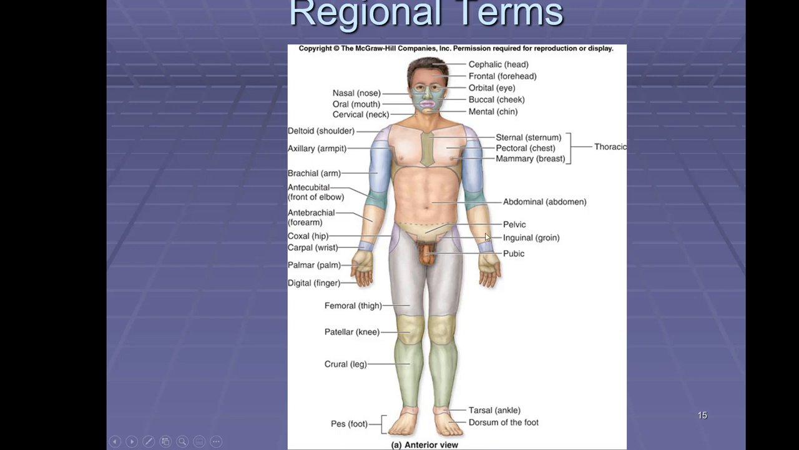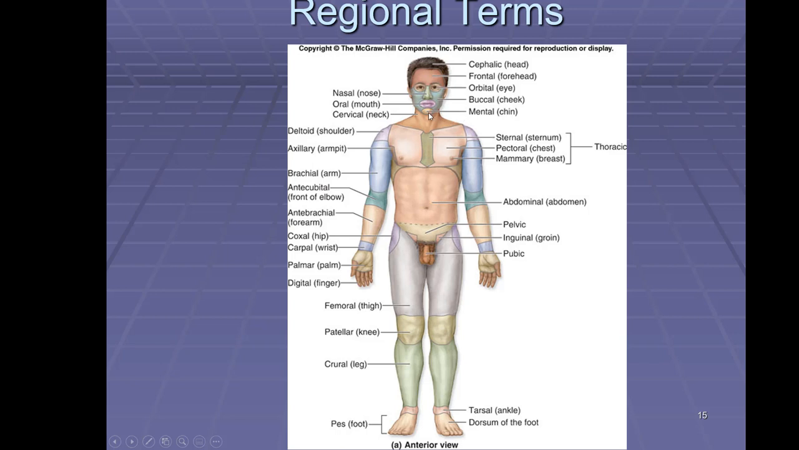Pubic region would be here. Pelvic region, kind of where the front of your hip bones are. Inguinal is this area right here to the side of the pubic region. So it's your groin area. Abdominal is your abdomen area. And this whole area here is called the thoracic area, and we can divide it into sub areas. So mammary is kind of where the nipples are. Overall chest region itself, pectoral. Think about where the chest muscles are. Sternal refers to where your sternum is, our breastbone.